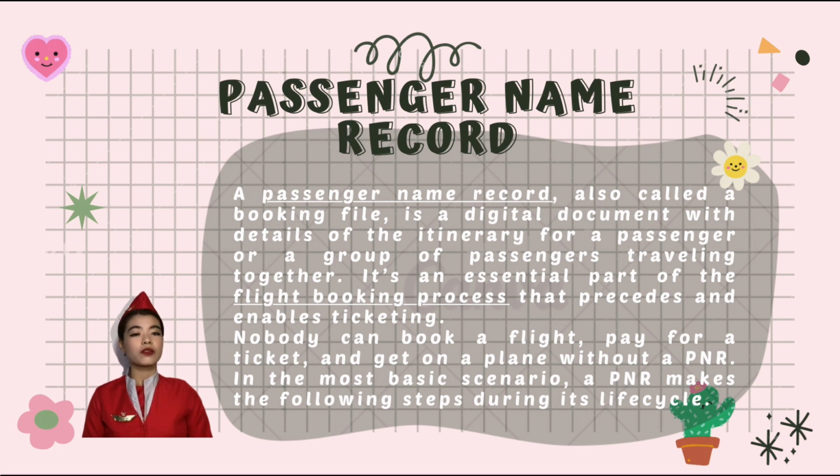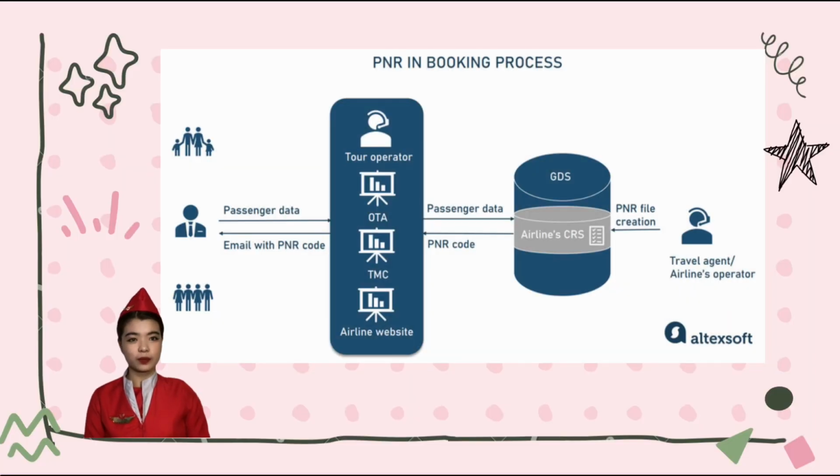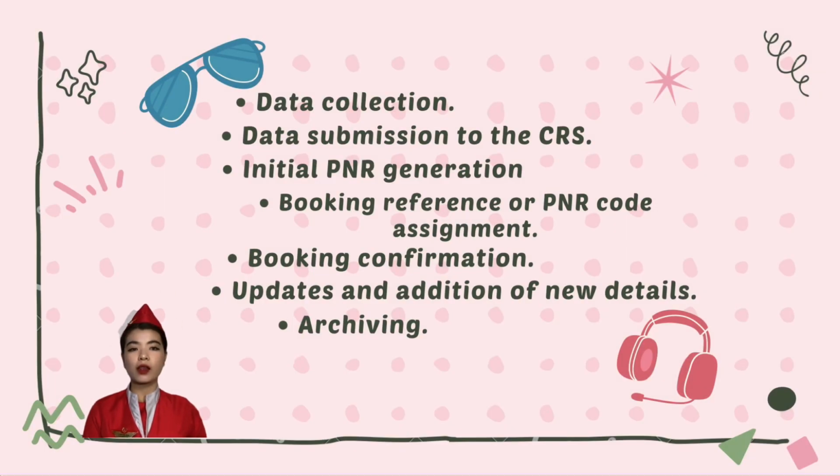PNR as a part of the flight booking process. Here's the step-by-step process. First, we have data collection or passenger data. The essential trip data is gathered when an individual passenger or organization books a flight via a travel retailer, a carrier's website, online travel agency or OTA, travel management company or TMC, tour operator or other channels.